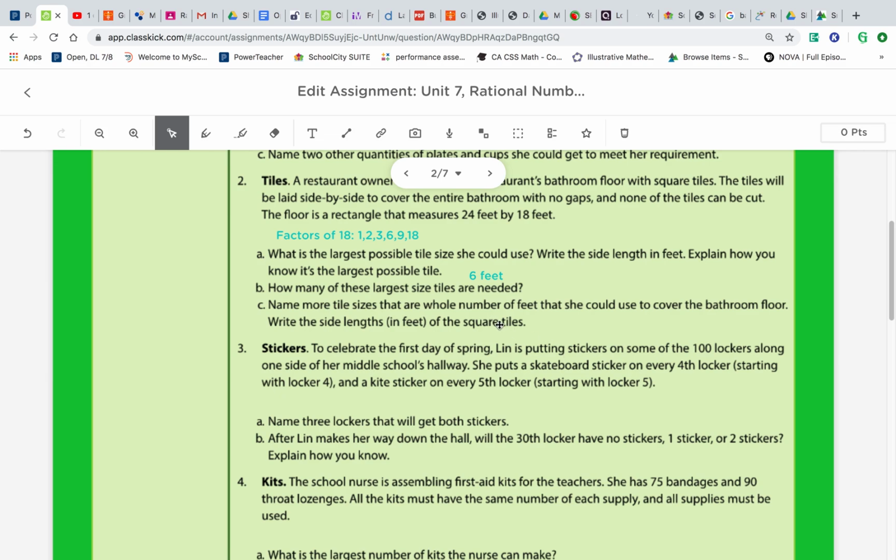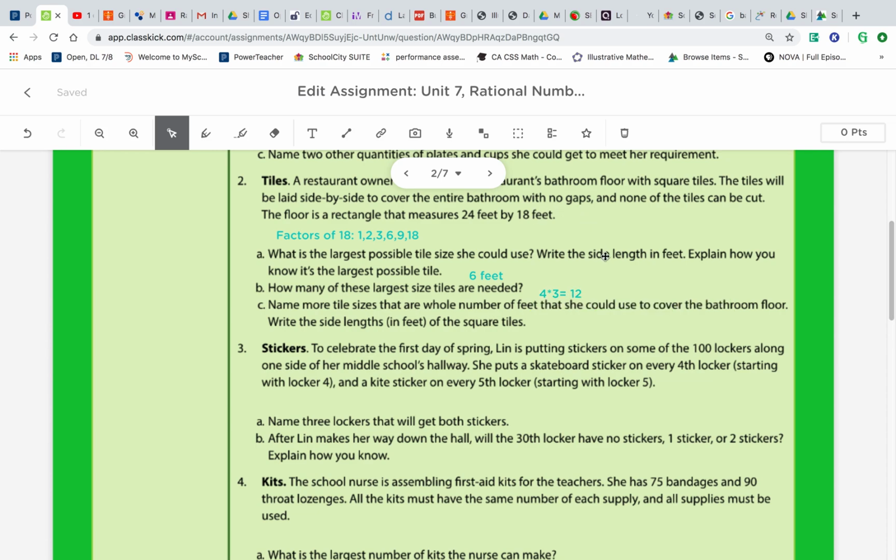How many of these largest size tiles are needed? Well, for this part, to get to 24 feet, we're going to need 4, right? We're going to need 6 times 4, so 4. And then for this one, we're going to need 6 times 3, which is 18. So we're going to need 4 times 3 tiles to give us 12 total.